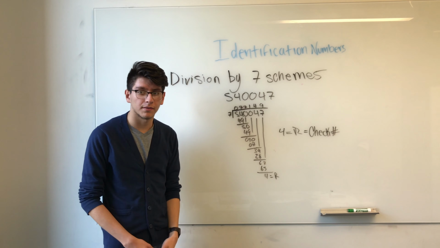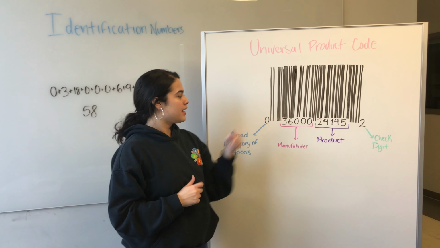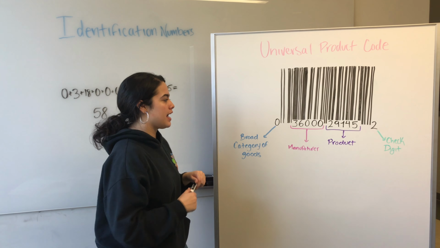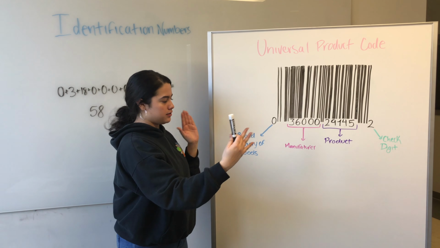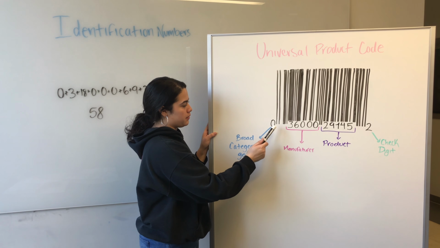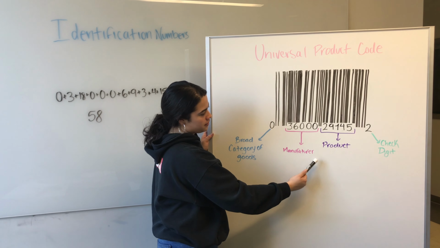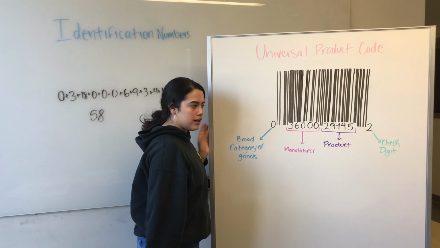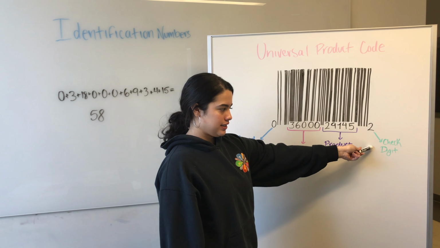So now we're going to talk about the Universal Product Code, which stands for UPC. Basically they're on all grocery store products. And this number is broken down into different categories. For example, the first number stands for the broad category of goods. The next 5 numbers identify the manufacturer. The next 5 numbers identify the product, while the last number stands for the check digit.